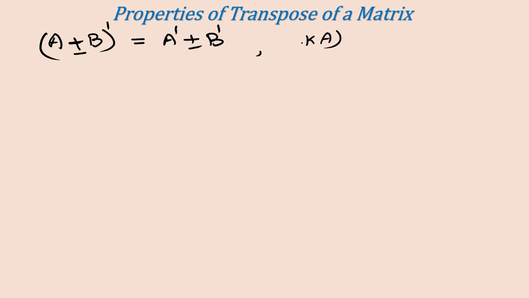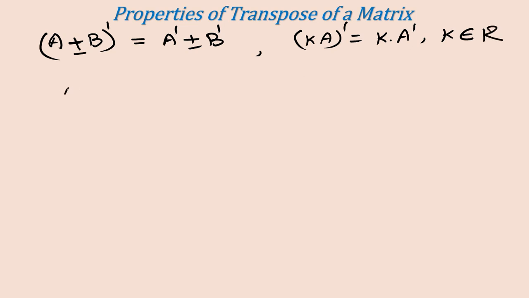Now we will see the properties of the transpose of a matrix. These properties will help you to solve many questions in the exercise. If A and B are two matrices, then the transpose of A plus or minus B is A dash plus or minus B dash, means the transpose of addition or subtraction will be equal to the addition or subtraction of the transposes. Then the transpose of K times A will be equal to K times A transpose, where K is any real number. It is not A, it is R, real number.